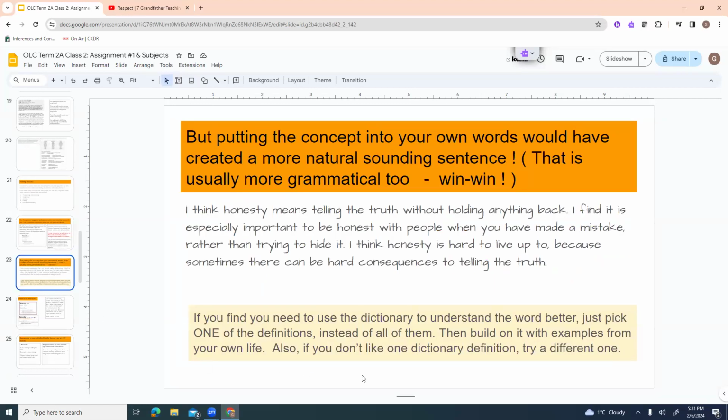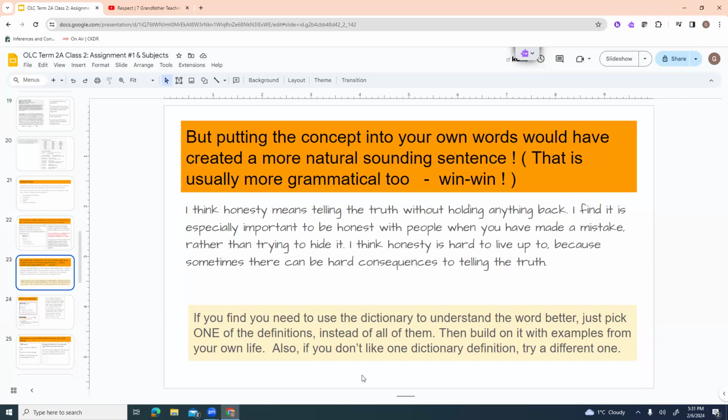Putting the concept into your own words would create a more natural sounding sentence. And it's almost always going to be more grammatical too. I think honesty means telling the truth without holding anything back. I find it is especially important to be honest with people when you have made a mistake rather than trying to hide it. I think honesty is hard to live up to because sometimes there can be hard consequences to telling the truth. So if you do use a dictionary, just let me know.